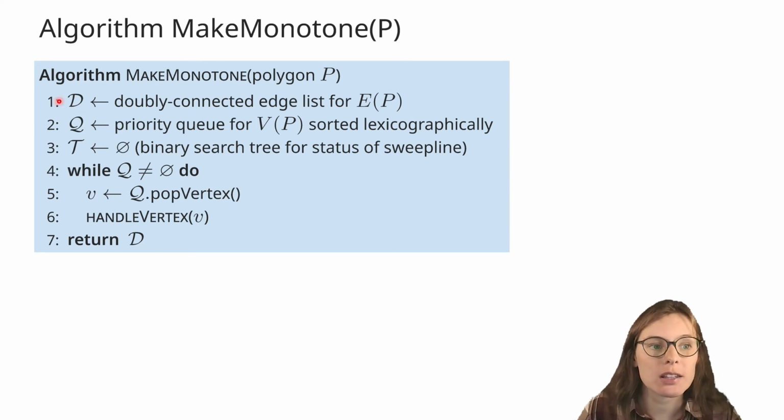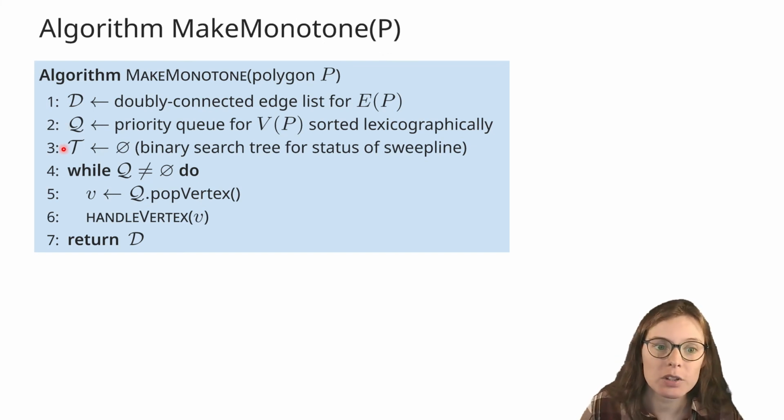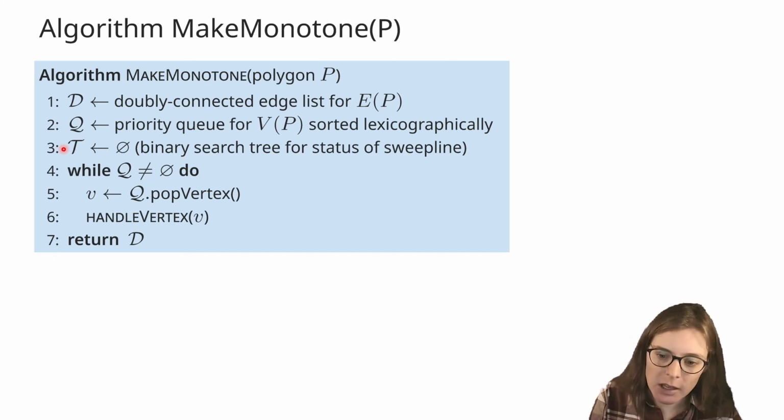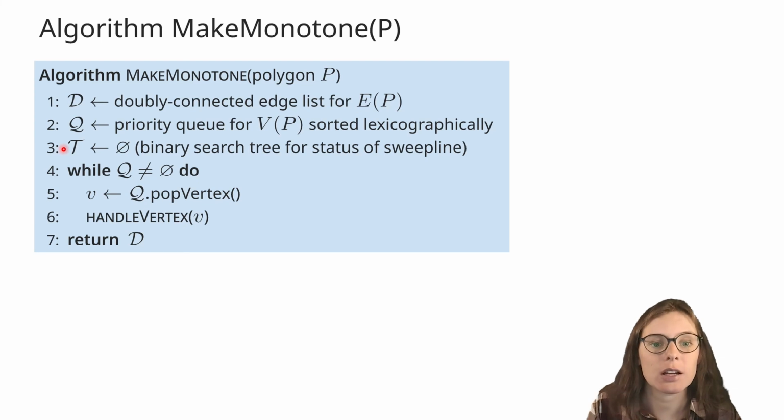We're going to use a doubly connected edge list D for the output. We are going to populate the priority queue with the vertices of the polygon sorted by their y-coordinates. And we're going to use a binary search tree T as the status data structure. As we said before, we want to store each connected component in the status data structure. So we're going to keep the left edges of each connected component in T.